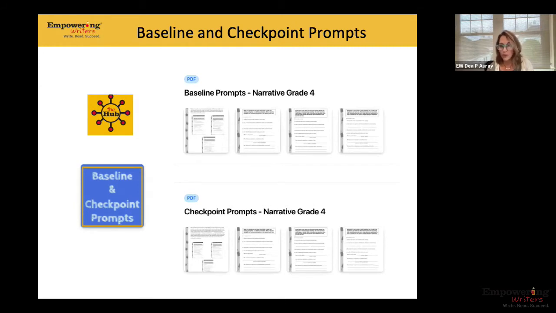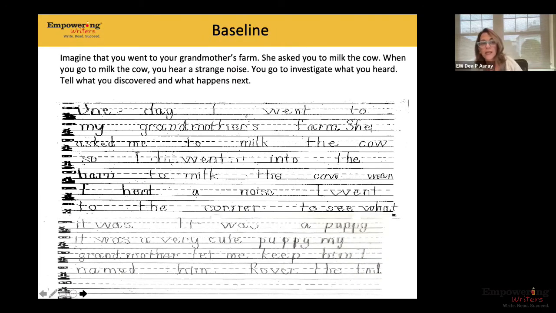Now, I want to share with you some prompts that we have given in the past. And I want you to look at this. And this is really important because I think all of us right now at the beginning of the year are feeling overwhelmed with where our students are. This is actually a baseline prompt that was given. It's a narrative piece. It's given at the beginning of second grade.